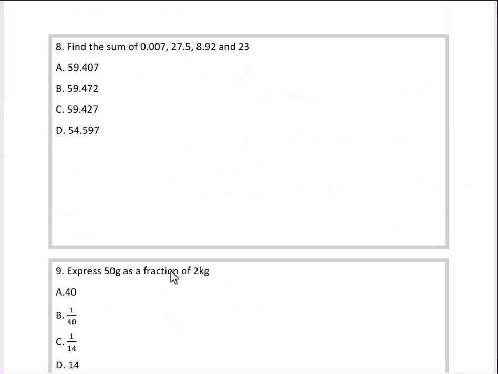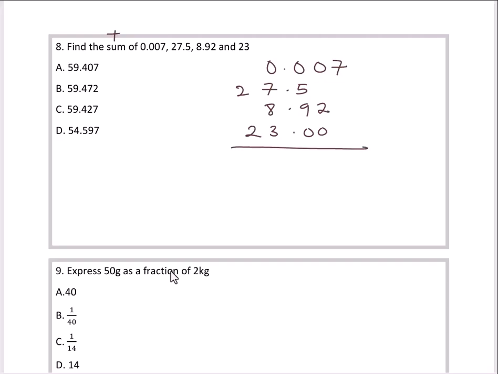Question 8, find the sum of 0.007, 27.5, 8.92 and 23. Sum means plus, so we are going to add them. Remember to align the decimals. So we can just put 00 for 23 because it doesn't have a decimal. What we did is that we separated the whole number part from the decimal part. It's very necessary you do that. Okay, let's add, since we are asked to sum. 7 plus nothing is just 7.